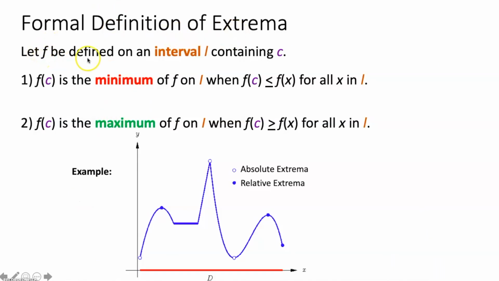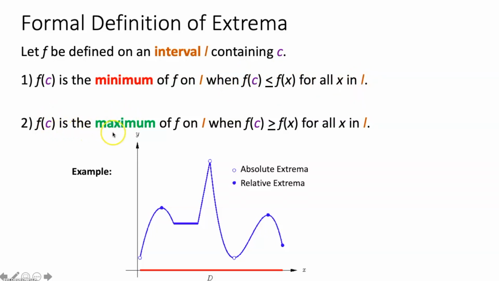So this says let f be defined on an interval I containing c. 1. F of c is the minimum of f on I when f of c is less than or equal to f of x for all x in I. Now this makes sense because f of c, this y value, is going to be a minimum of your function f on an interval I when that y value is less than or equal to every other y value on that given interval. Same thing with a maximum.